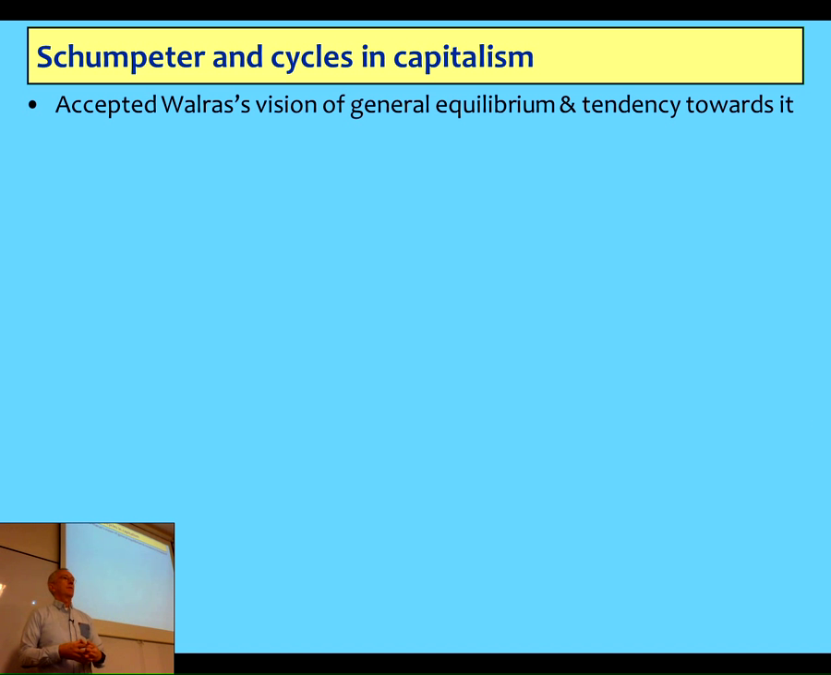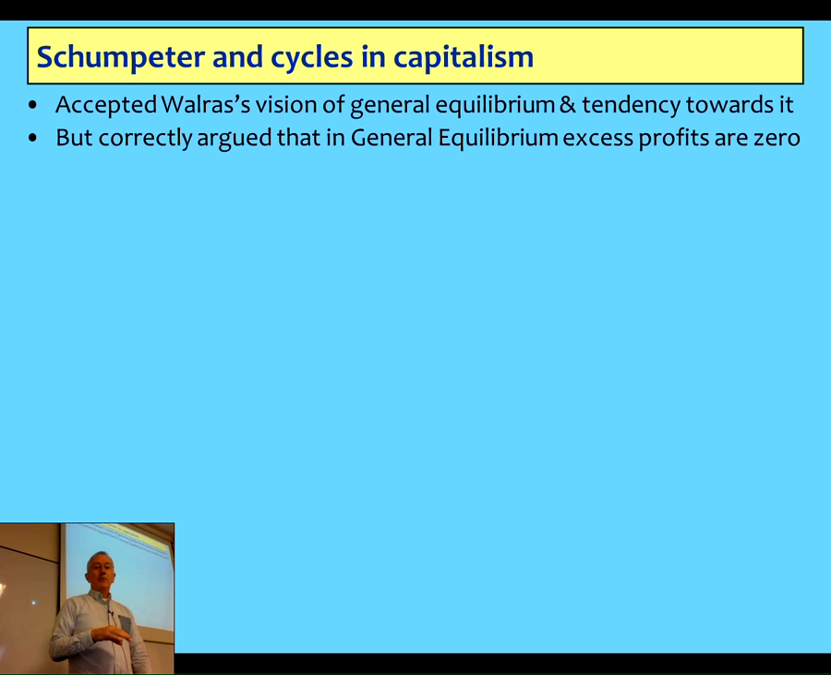Schumpeter was rather different. Schumpeter actually accepted that Walras got it right. He was a great fan of Walras, and he believed that Walras described how equilibrium was achieved. He didn't know the mathematics to show that wasn't possible, so he believed you start from general equilibrium. But he said in general equilibrium, profits above the rate of interest is zero. Nobody's making an excess profit. So that is a vision of capitalism with capitalists who are making no money.